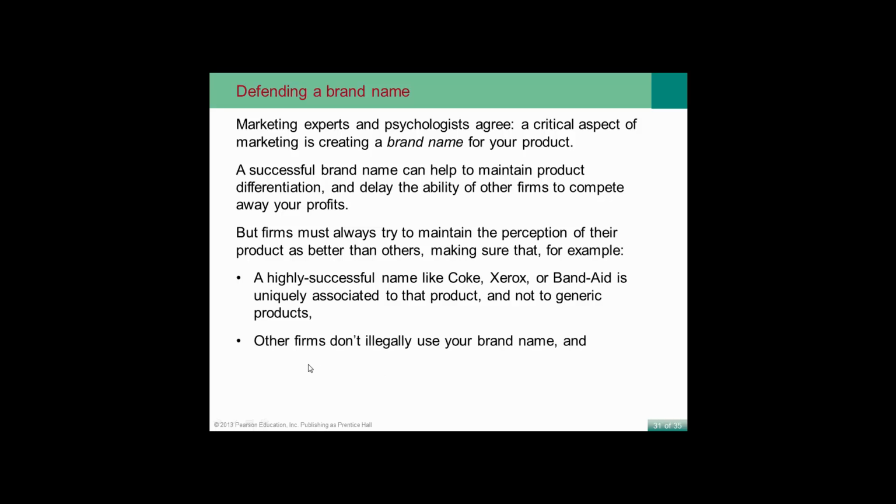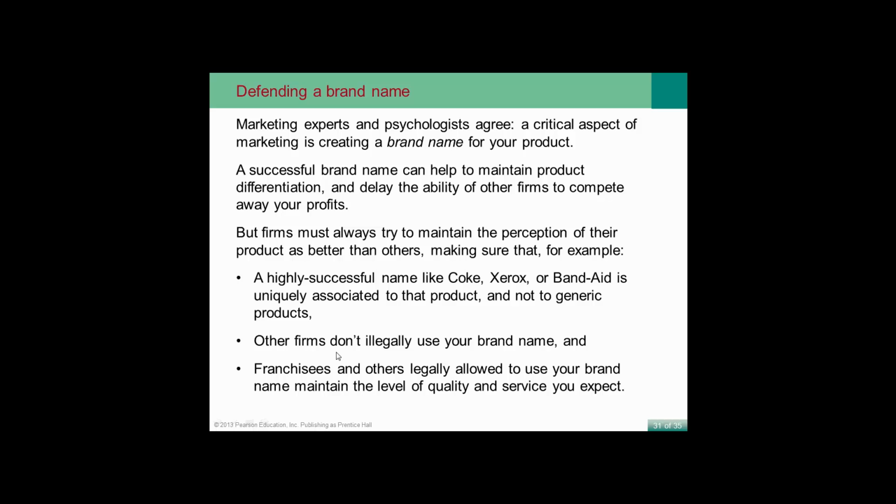So the other thing is that firms don't illegally use your brand name. Actually, Michael Jordan just won a lawsuit for, I think, between 7 and 10 million because someone used his picture and made it seem like he was endorsing something and he really wasn't.